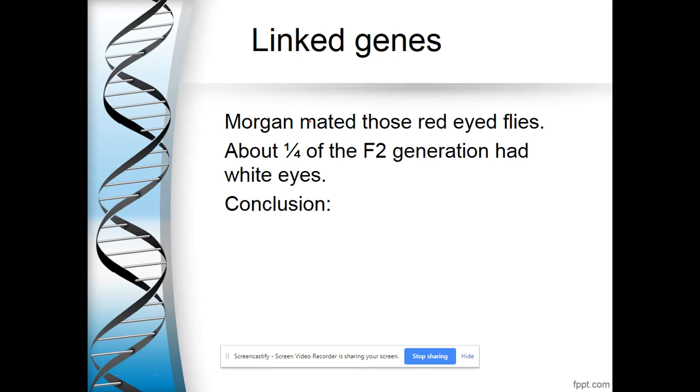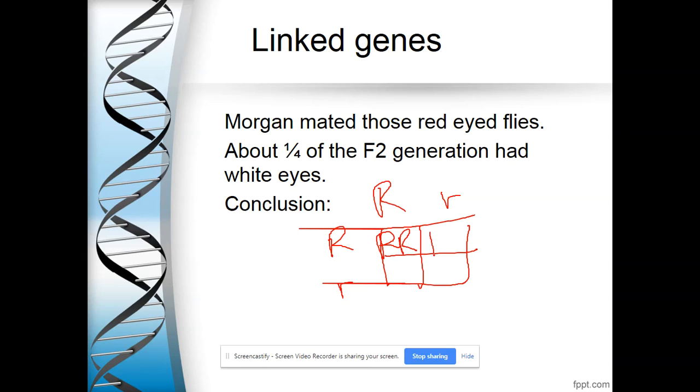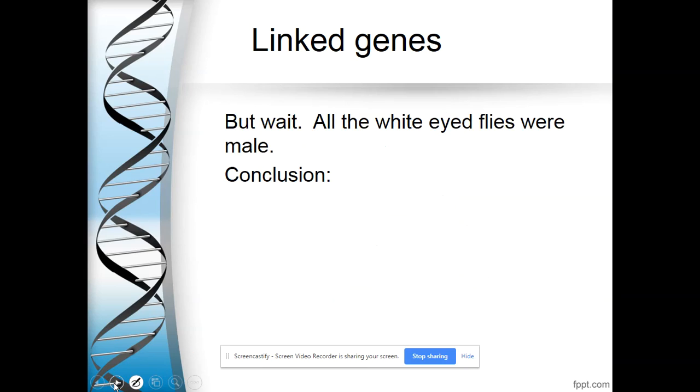So again, Morgan mated his heterozygote red-eyed flies, and we would show that on our Punnett square. Whoa, sometimes this gets a little out of control. So our Punnett square would look something like that, and a fourth being white-eyed makes total sense because there's our 1 out of 4 genotypic ratio of homozygous recessive, 1 out of 4 probability that you're going to have white eyes. Makes total sense. But the weird thing was that all the white-eyed flies were male.